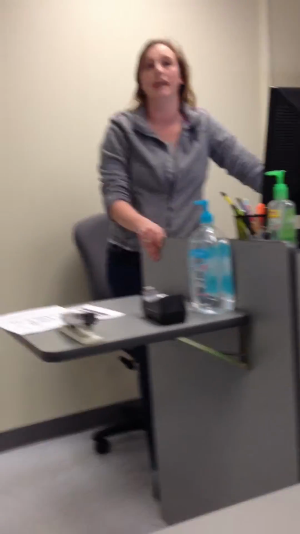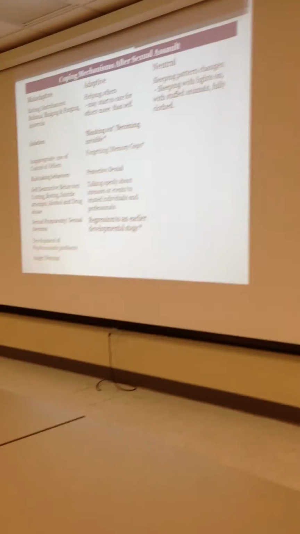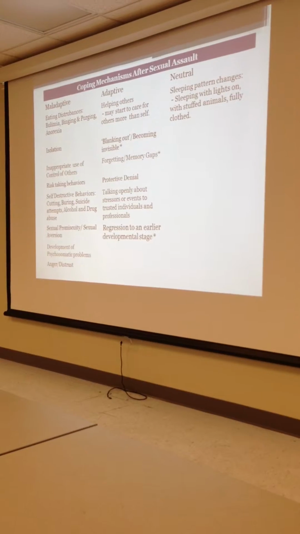All right, coping mechanisms. First off, you have to think that each person is going to have their own set of coping mechanisms. There is no set rule book for how a person is going to react to a situation like this. Here we have listed maladaptive, adaptive, and some neutral coping mechanisms. The ones by the stars in the adaptive column can often become maladaptive if they linger too long, if the person holds on to them too much.